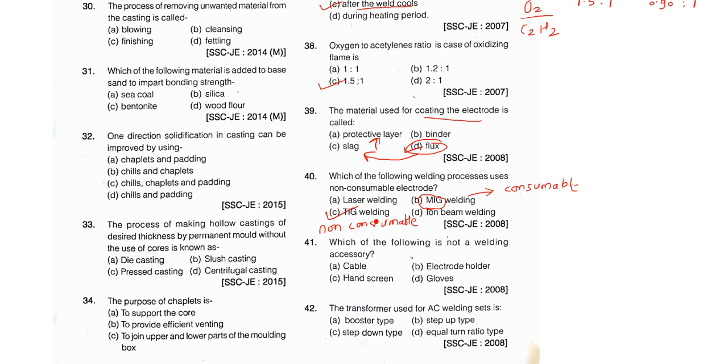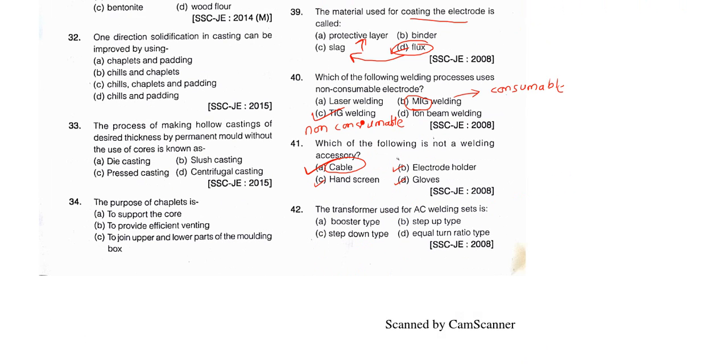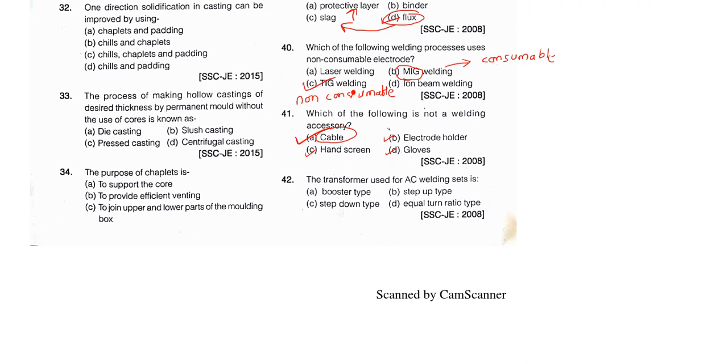Next, which of the following is not a welding accessory? Cable, electrode holder, hand screen, gloves. The electrode holder is necessary, the hand screen is also necessary for protection, and gloves too. So the correct answer will be cable. Next, a transformer which is used for AC welding sets is booster type, step up type, step down type, or equal turn ratio type. So what is the correct answer? The correct answer will be step down transformer. In case of AC welding, a step down transformer is used.